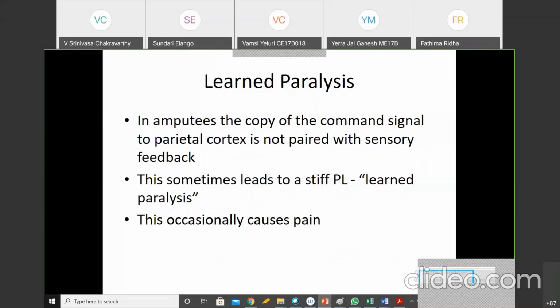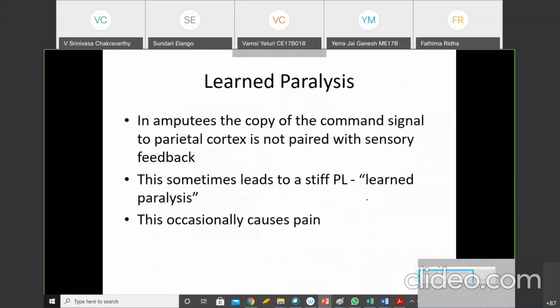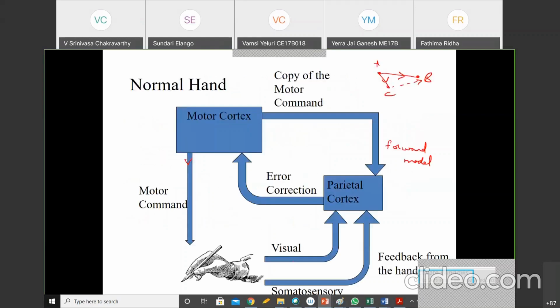No matter how much it increases the strength of the motor command, which is felt by the parietal cortex, the feedback doesn't change. It keeps getting the signal that whatever command you have sent has no effect on the hand, because the sensory feedback is not changing. Because of that, the brain develops something called learned paralysis. It leads to a stiff phantom limb. This can sometimes also cause pain.